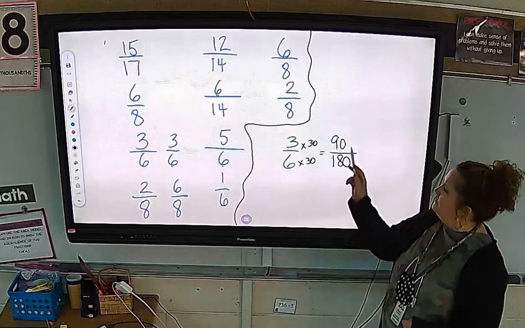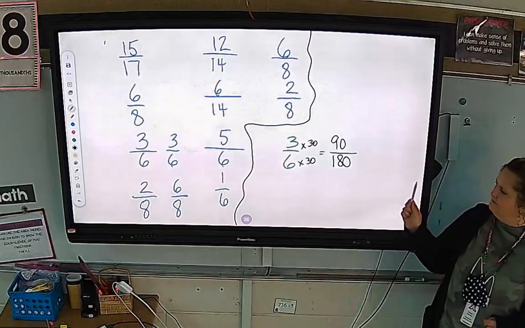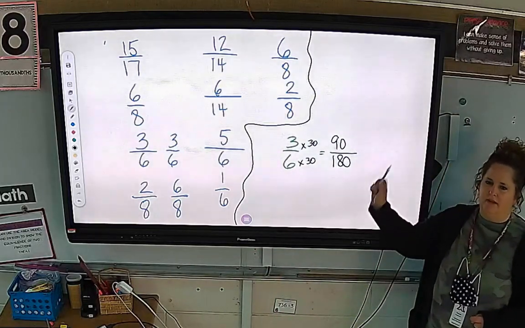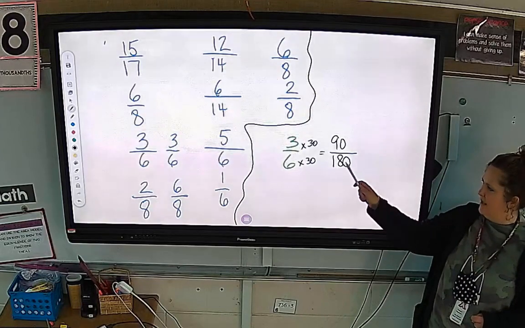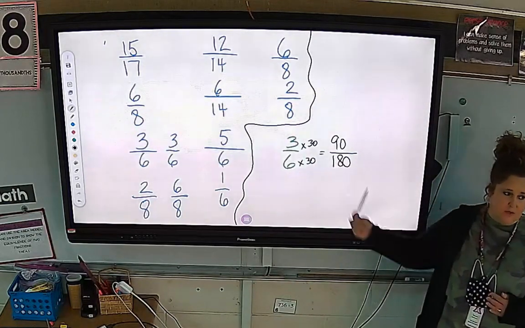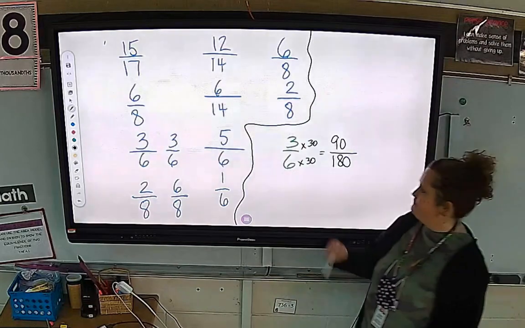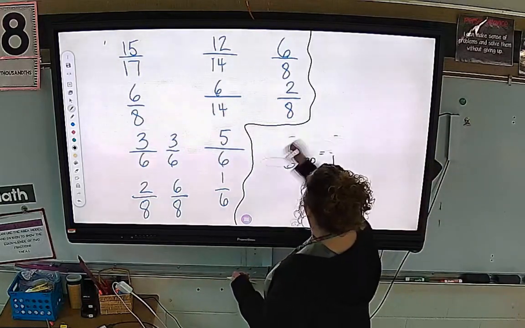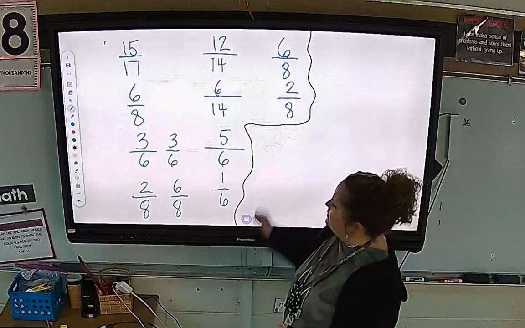We haven't done angles and degrees yet, but 90 is half of 180. 3 is half of 6. Both of these are equal to 1/2. You might have talked about angles a little bit. We're going to do more.